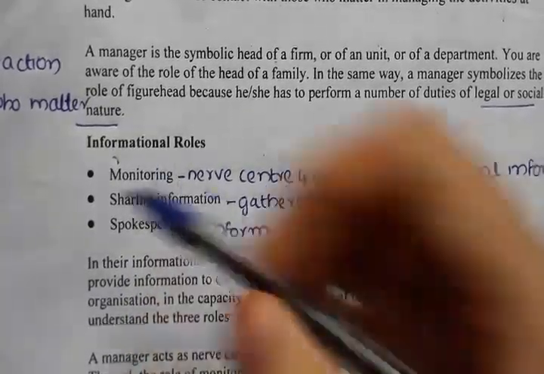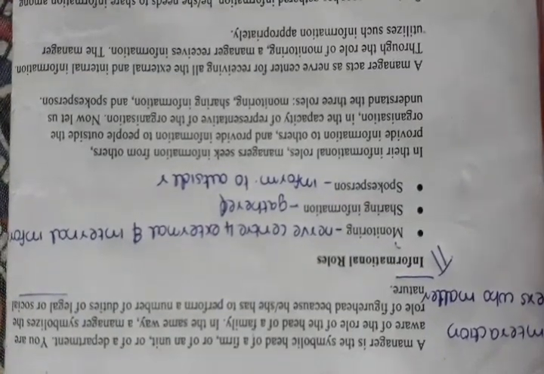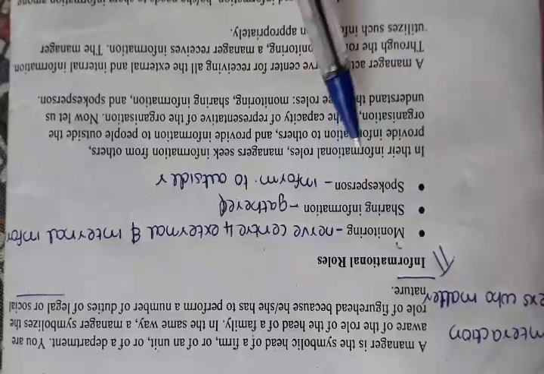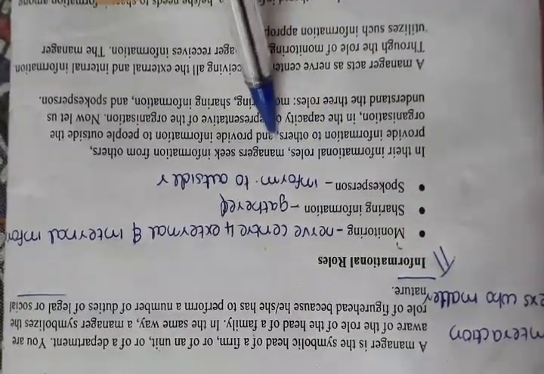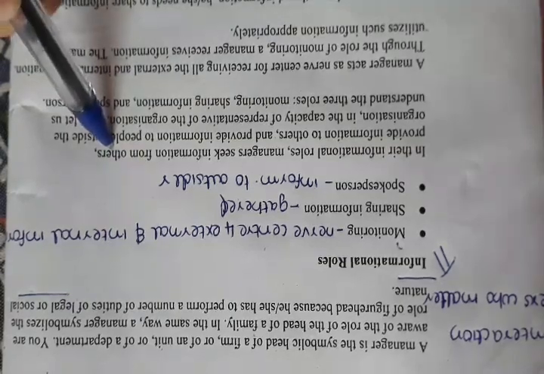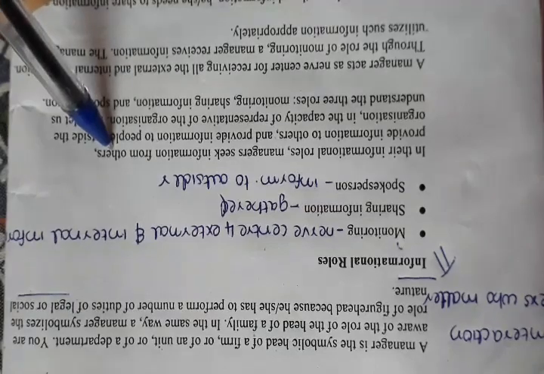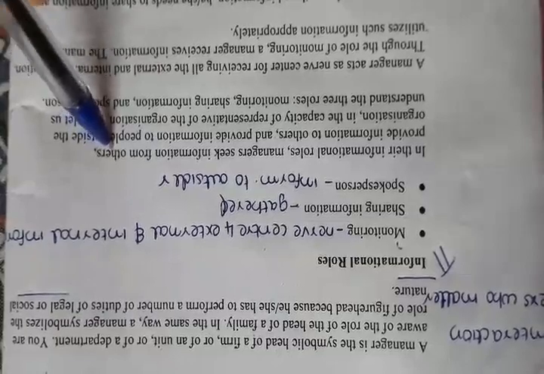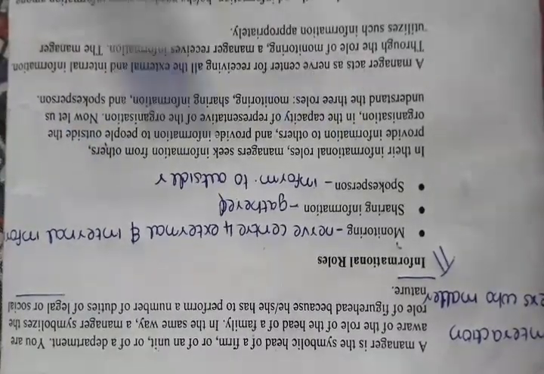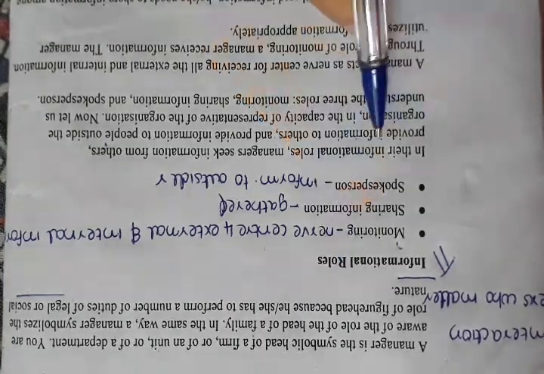Informational means monitoring and sharing information. In their informational roles, managers seek information from others. It's not necessary that they know everything. We all know that no one is perfect in this world, let it be the manager or the very head of the organization. Everyone has to know the information, so we have to keep updating. If there is any information that he doesn't know, it's the responsibility of the manager to get it from an outside source. That is the first informational need.